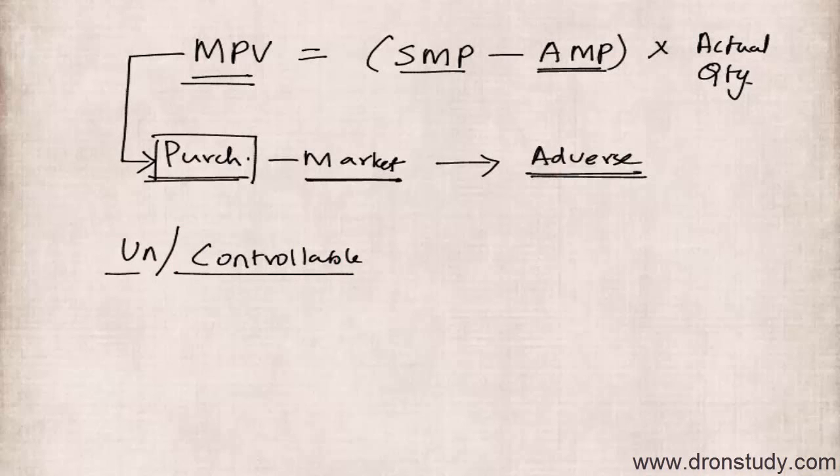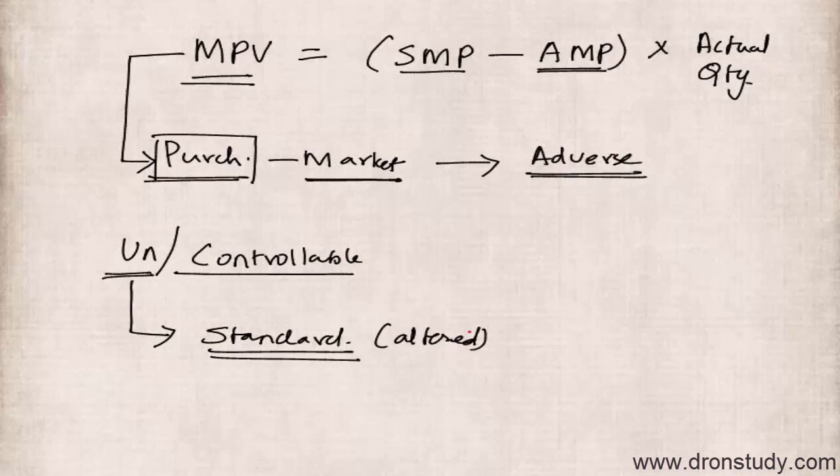But if it is uncontrollable, if it is not within the control of the purchase department, and there is a high level of change in the price because of macroeconomic factors or factors beyond the control of the department, then in such cases it may even warrant a change in the standards. That is, standards should reflect actual when standards are not in sync with the market. It means the standard price should be altered to match the actual price if actual price is going beyond the manageable position.